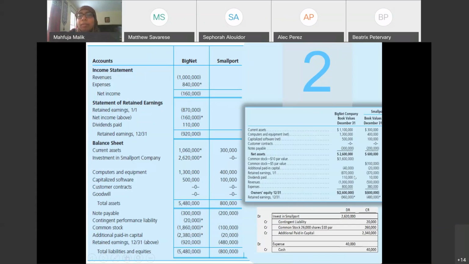So look at this number, Big Net. It's a little bit tiny. Look at Big Net's revenues. You see here my cursor. I hope you can locate it or point it out. Big Net's revenue is 1 million. So we plug in the revenue. It's a credit item. That's why it's in bracket. Big Net's expense is 800,000. Wait a minute. It shows 840. Why? Because these numbers are right before the consolidation.